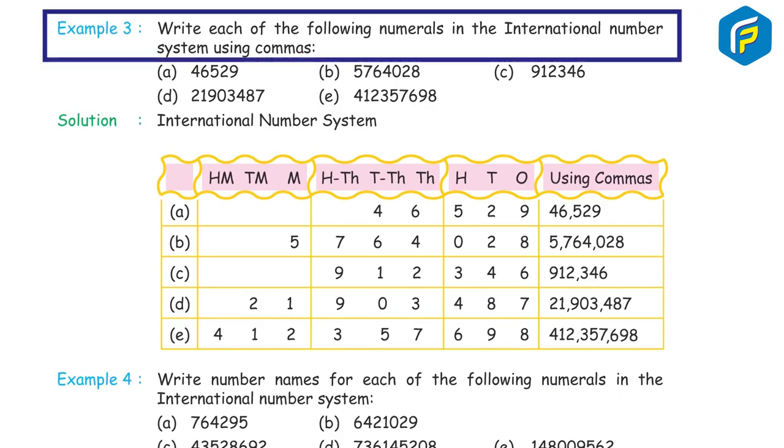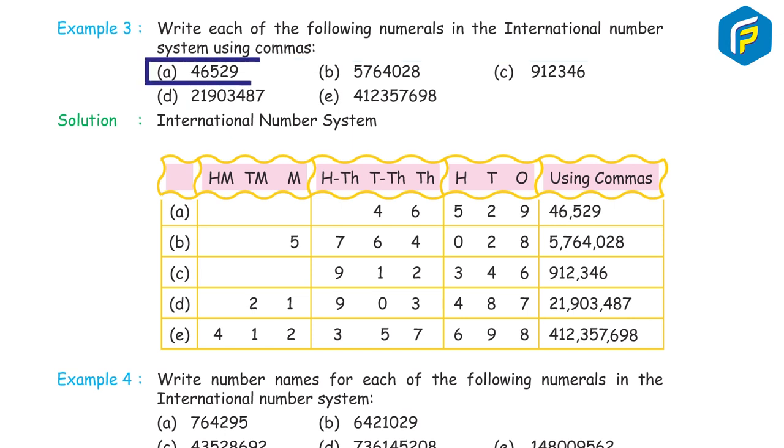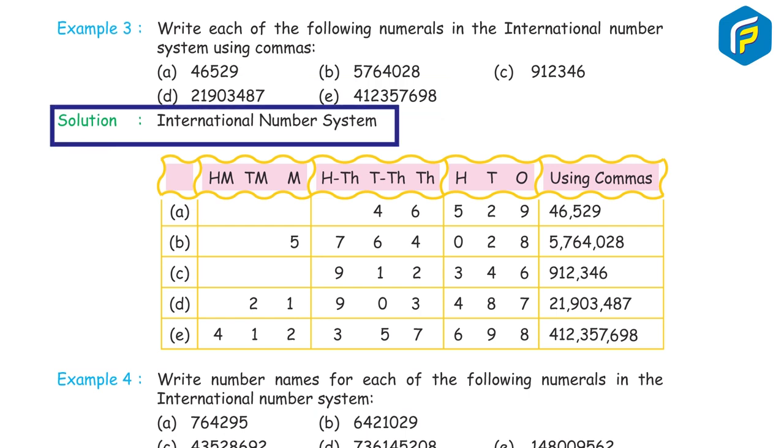Example 3. Write each of the following numerals in the international number system using commas. A. 46,529. B. 5,764,028. C. 912,346. D. 21,903,487. E. 412,357,698. Solution: International Number System.